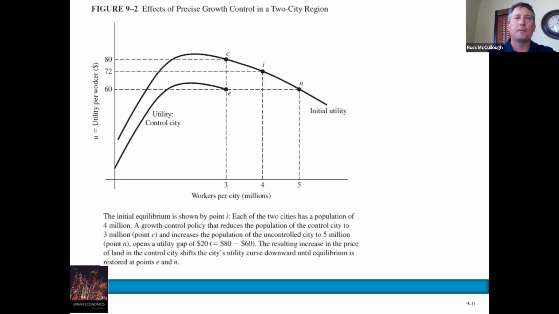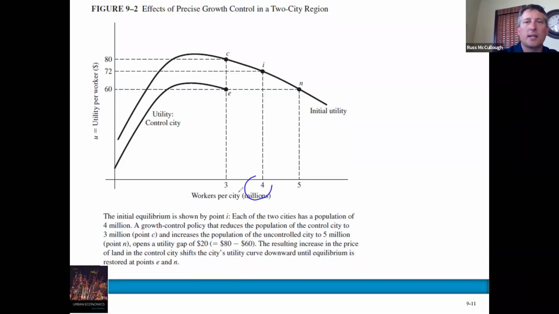All right. So if we have growth, we can use our previous model that we had with redistribution. Remember when we use this, we've got an initial equilibrium with hypothetically 2 cities at 4 million. And if we have a growth control policy that is restrictive, where are those people going to go? They're going to run to another city. And so that city's going to grow, and the other one is going to shrink.